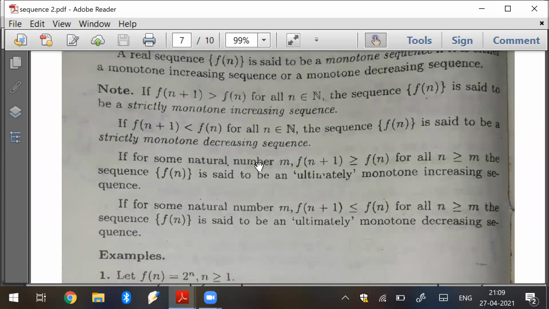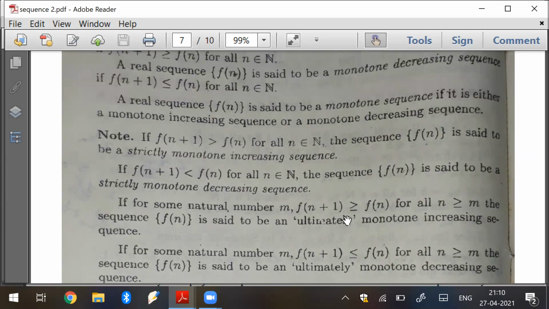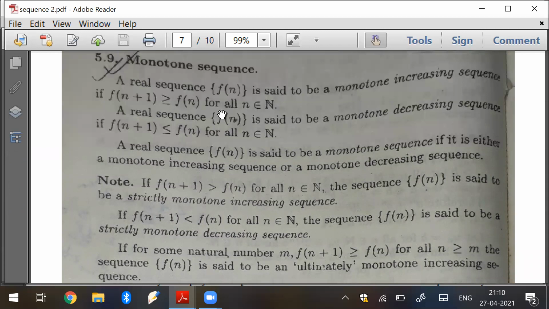Another thing, if for some natural number m, f of n plus 1 is greater than or equal to f of n, for all n greater than or equal to m, then we say f of n is said to be an ultimately monotone increasing sequence. Now one thing you see here, what is the difference if I compare this definition with the standard definition given at the very beginning? What I said there, it is a monotone sequence, right? So this relation is holding good for any n input.